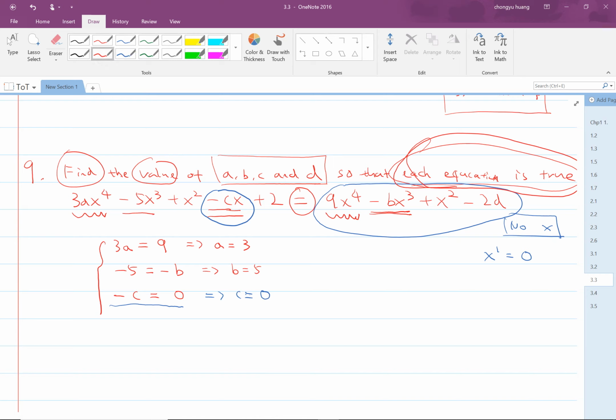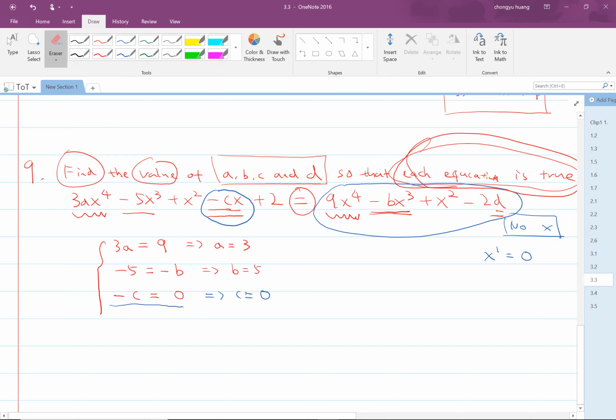So let's just focus on the question. Right now we're just trying to find the last value, which is d. You can see over here that we have this d, and we have a negative 2d.